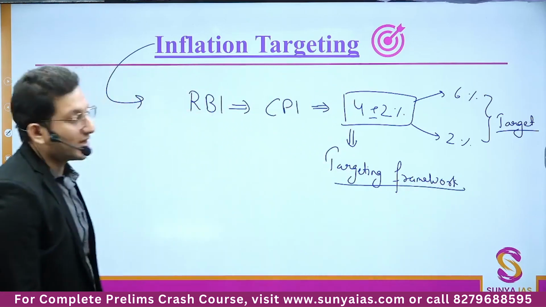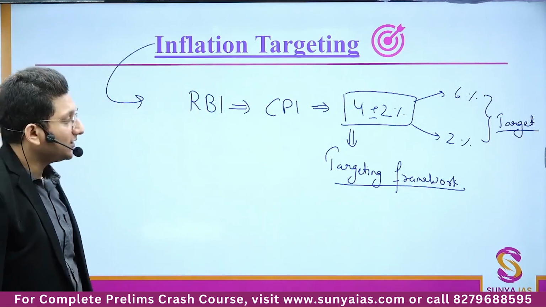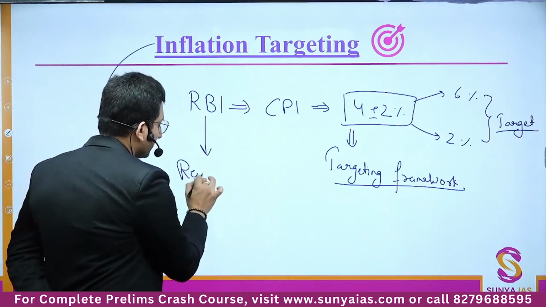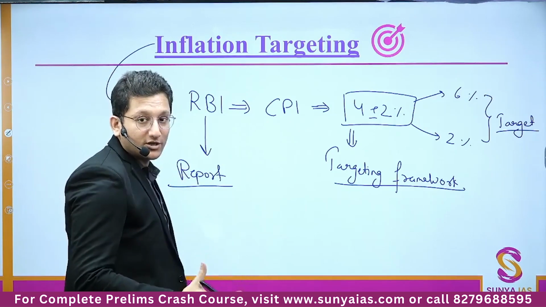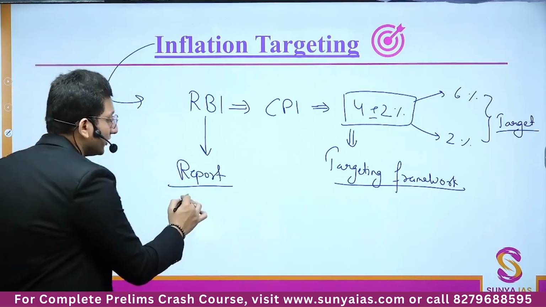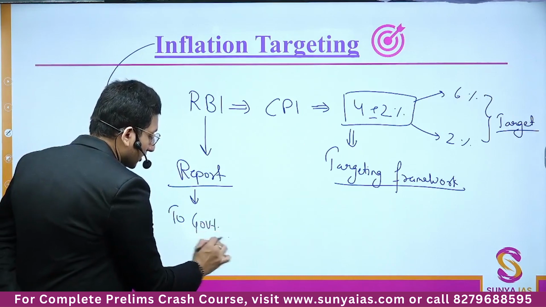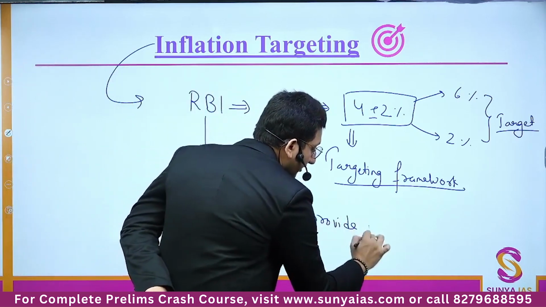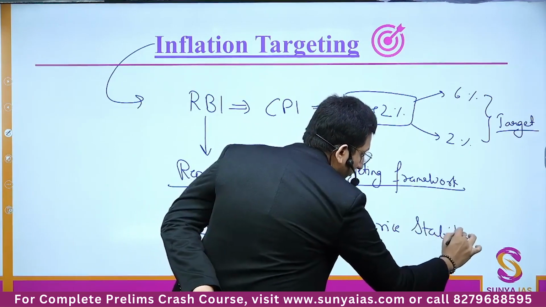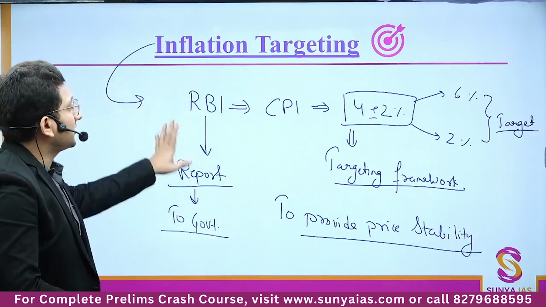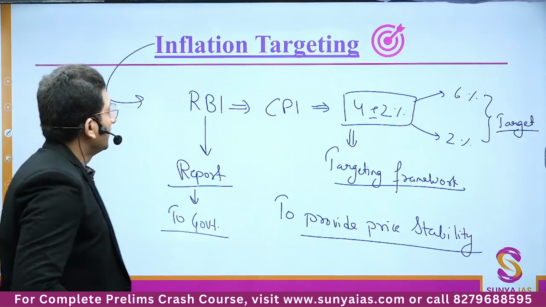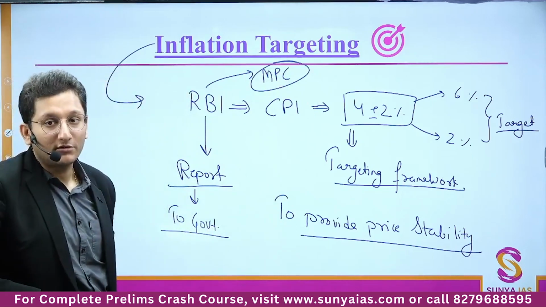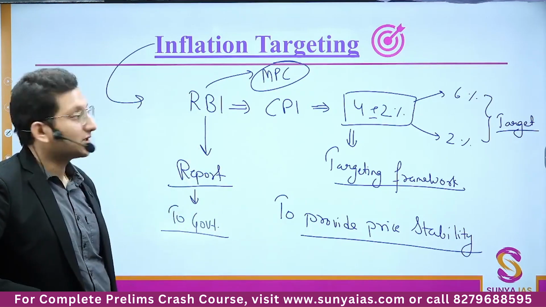And if RBI fails to manage it in succeeding 3 quarters, ठीक है, अगर 3 quarters में inflation इस range से बाहर चला जाता है और RBI उसको manage नहीं कर पाती है, so they have to provide a report to the government of why they are not able to control the inflation, along with the measures which they are going to take in the upcoming quarter. And this whole targeting has been done to provide price stability. ठीक है, this is nothing but the targeting framework. राइट, अब इसको टारगेट करने के लिए एक MPC है, मॉनेटरी पॉलिसी कमिटी, दैट वी आर गोइंग टू स्टडी इन द मॉनेटरी पॉलिसी चैप्टर. ठीक है, अभी के लिए सिर्फ इतना समझ लो कि ये हमारा टारगेटिंग फ्रेमवर्क क्या है.